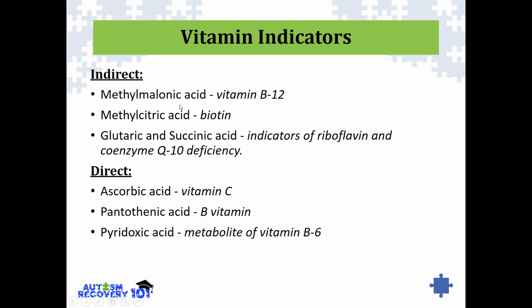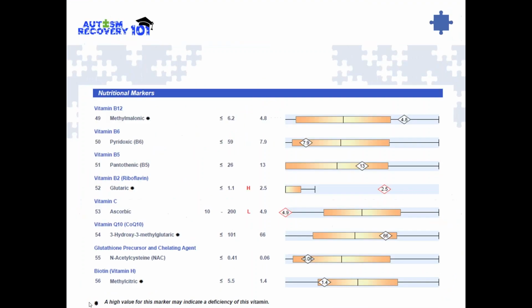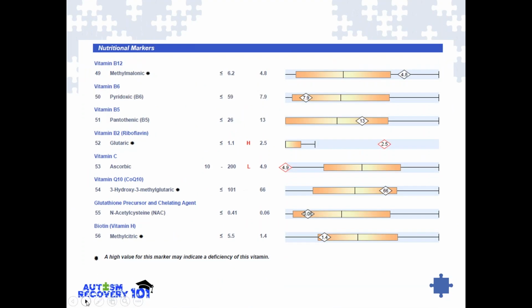So for example, methylmalonic acid will be high when there is a deficiency of B12. These don't come back low all that often. The one that most commonly shows up is ascorbic acid, which I had mentioned before. Okay, low ascorbic acid, again, is not indicative of a true deficiency of vitamin C. It just may mean that a little bit more is worthwhile to use.